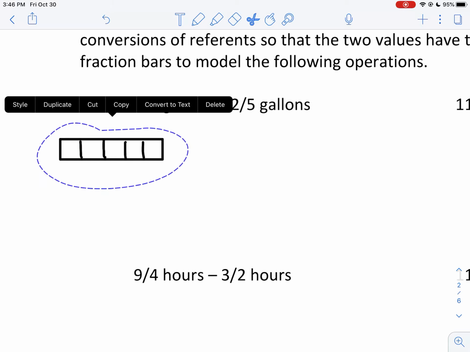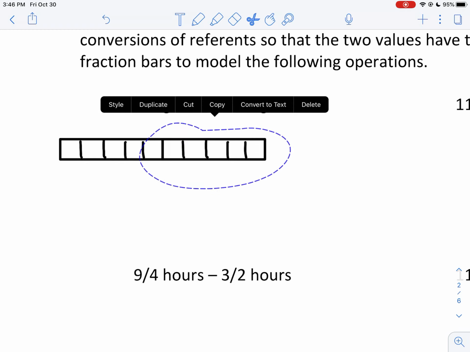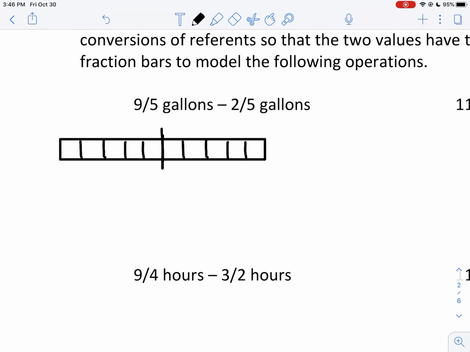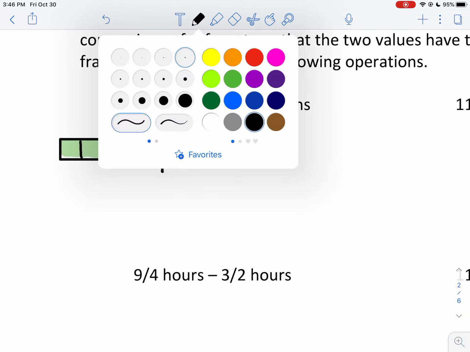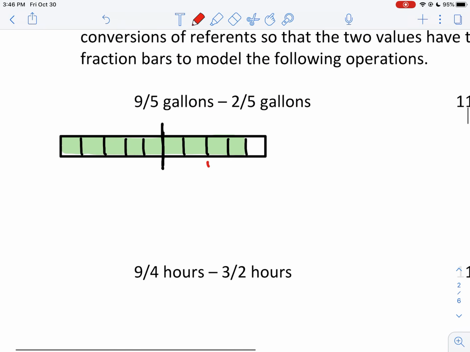So I'm going to copy, paste. I'm going to separate the 2 gallons with an extra bar like that. Okay, this looks good to me. And we have 9/5. There we go, so it's not quite 2. It's 1/5 shy of being 2. And we want to take away 2/5. So we'll say take away 2/5 right here.